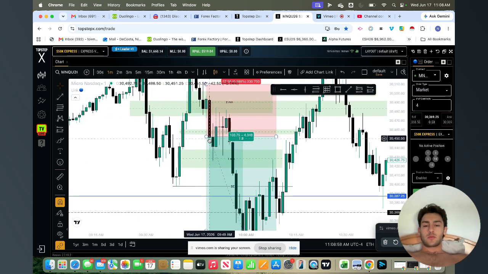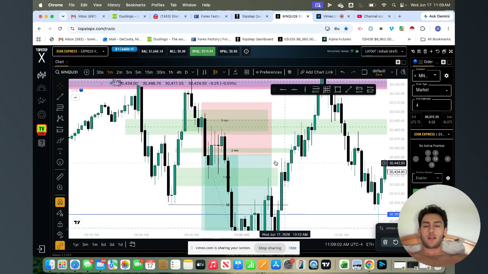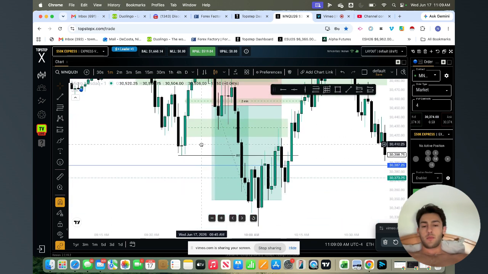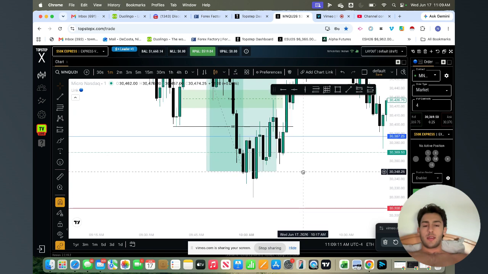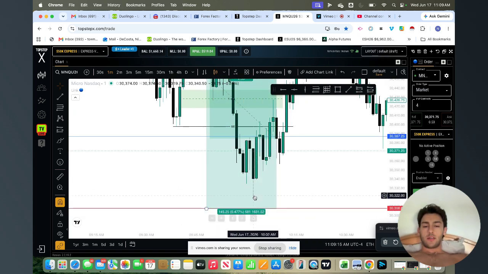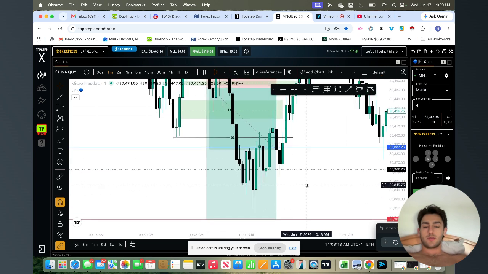What ended up happening was we inversed that 2-minute, tapped into that 1-minute, respected it, and started going a little bit higher. We're chopping around, chopping around, chopping around. Then we inverse that 1-minute that was previously holding us up, and then boom, we just start tanking. Now, I'm going to be honest, I was targeting Asia session low all the way down here, and we got pretty damn close. I wish I took my profits down there, but it's no big deal.